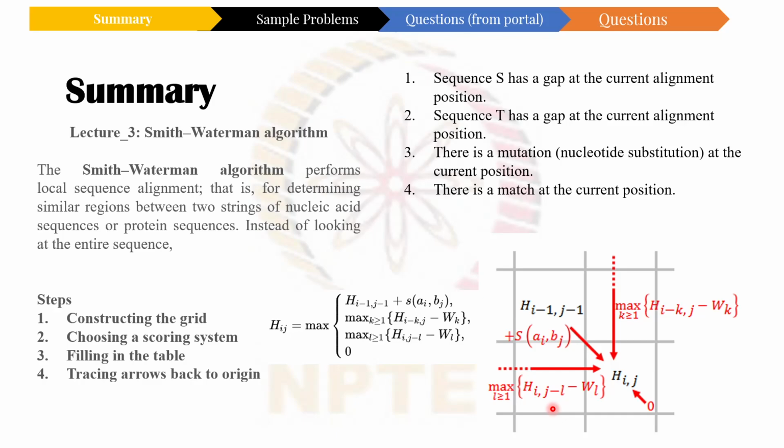The main difference between the Needleman-Wunsch and the Smith-Waterman algorithm is that negative scores in the matrix are set to 0 here. So in the Smith-Waterman algorithm, no negative values are allowed. If we see any cell with a negative value, we make it 0.